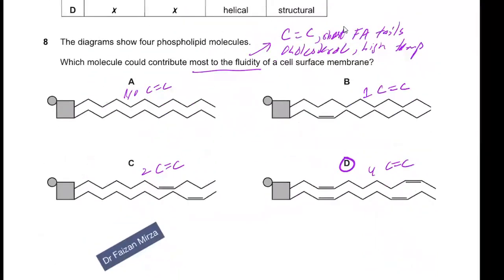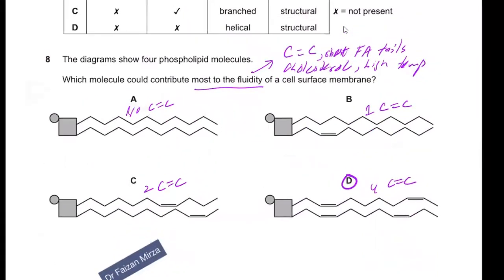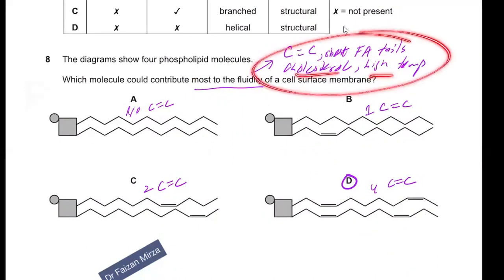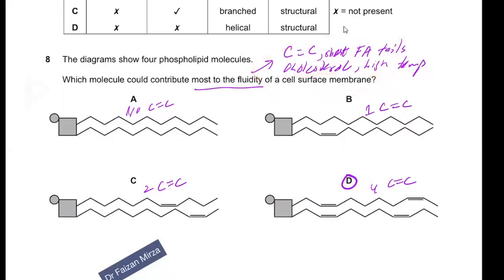The diagram shows 4 phospholipid molecules. Which molecule could contribute most to fluidity? You just recall what increases fluidity: carbon-carbon double bonds, short fatty acid tails, cholesterol, and high temperature. Now, the options are not taking into consideration most of these. The question is taking into consideration only the carbon-carbon double bond.